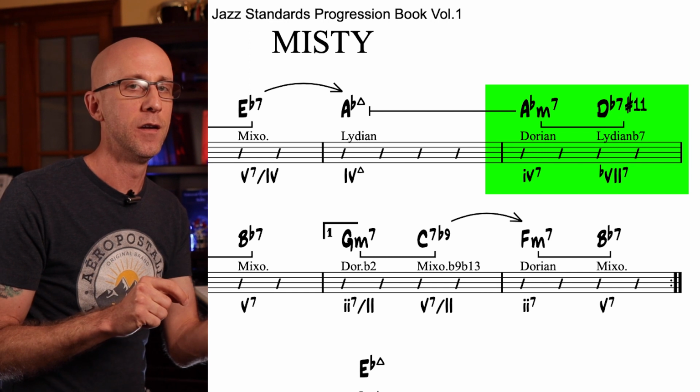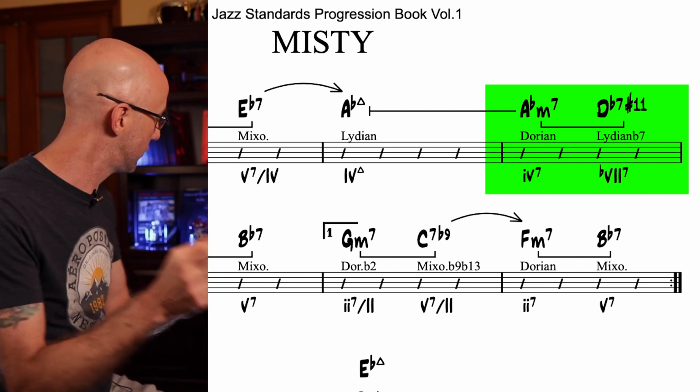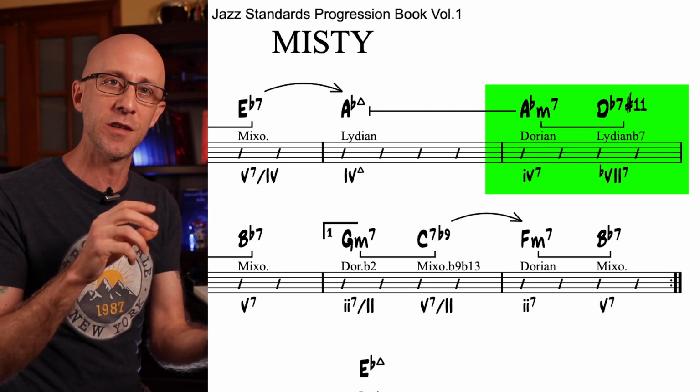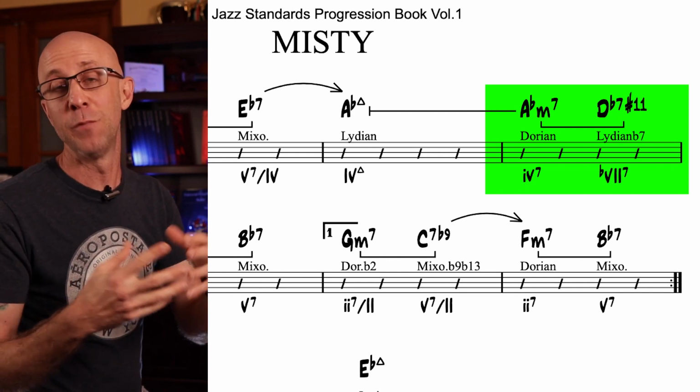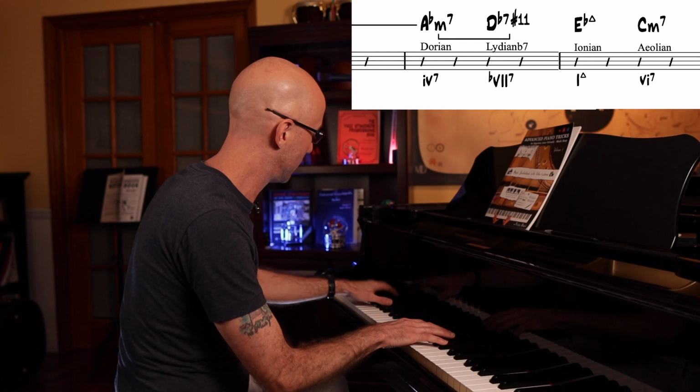you have a 4 minor to a flat 7, which in and of itself is a 2/5. It just kind of resolves home in a backdoor fashion in an unexpected way. It doesn't go to its expected target, it goes to the target of the key that we're in. So in Misty, it's used like this.